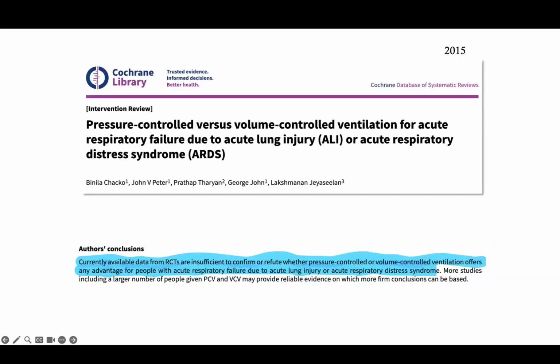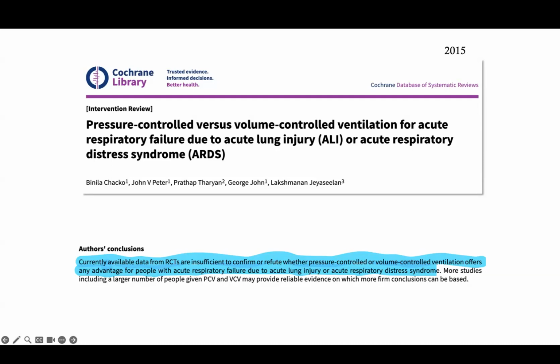Let's break it down to more specific with ARDS. This was another systematic review evaluating specific acute lung injury and ARDS. Now notice the date, 2015. This group pulled over 60 years' worth of studies from 1950 to 2014. You can see from the highlighted conclusions what they found. They're saying that currently available data, from randomized control trials even, are insufficient to confirm or refute whether pressure-controlled or volume-controlled ventilation offers any advantage for people with acute respiratory failure due to acute lung injury or ARDS.